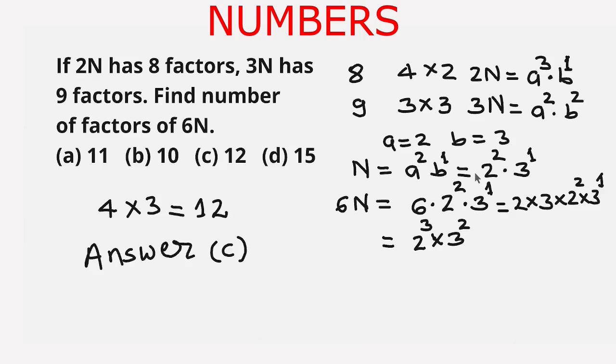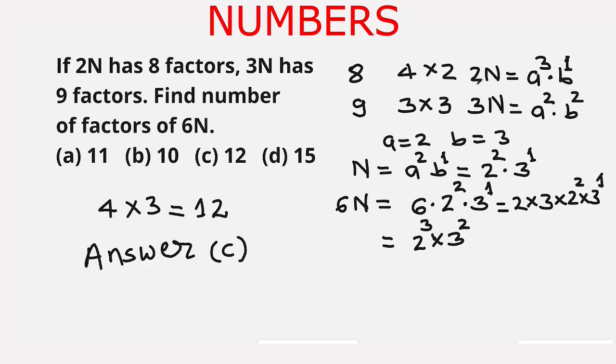Let me explain this question again so that there is no confusion in your mind. If the number of factors are 8, then it can be 4 multiplied by 2 and 2n can be a to the power 3 and b to the power 1. Then only the number of factors will be 8, as the power of a is 3. So 3 plus 1 is 4 and power of b is 1. So 1 plus 1 is 2 and 4 multiplied by 2 is 8. So this way the value of 2n is a to the power 3 and b to the power 1.